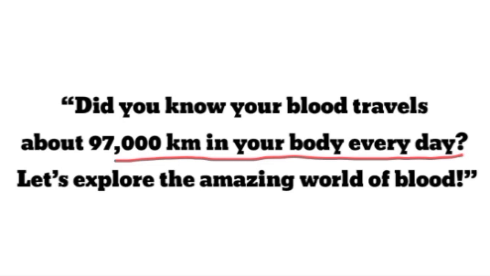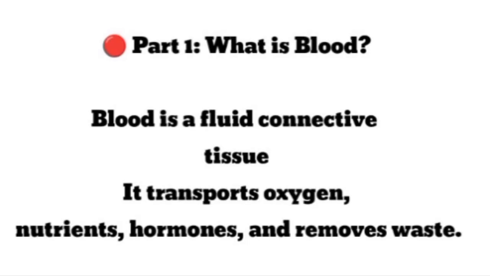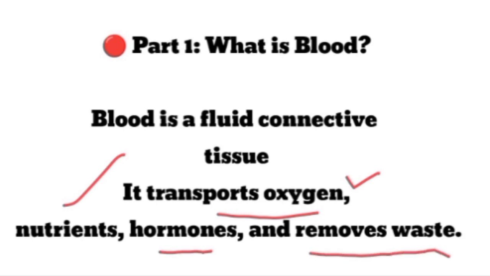Let's start discussion about blood. First of all, we will define blood. Blood is a red colored fluid and flows in the blood vessels. It is connective tissue. And the main function of blood is it transports oxygen, transports nutrients and hormones, and also helps to remove waste from the body.